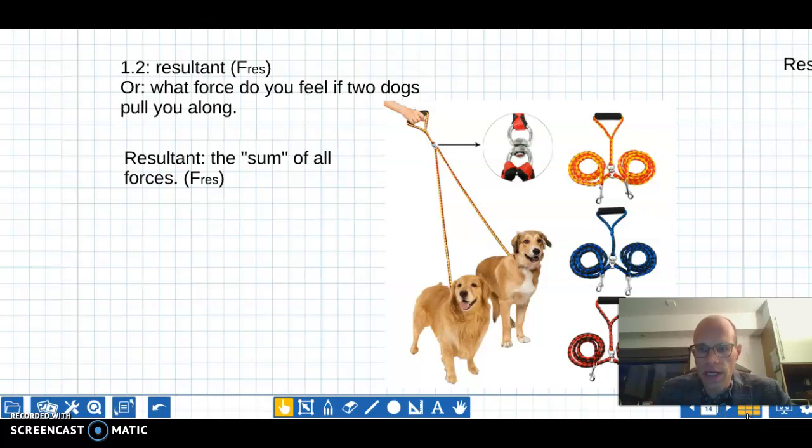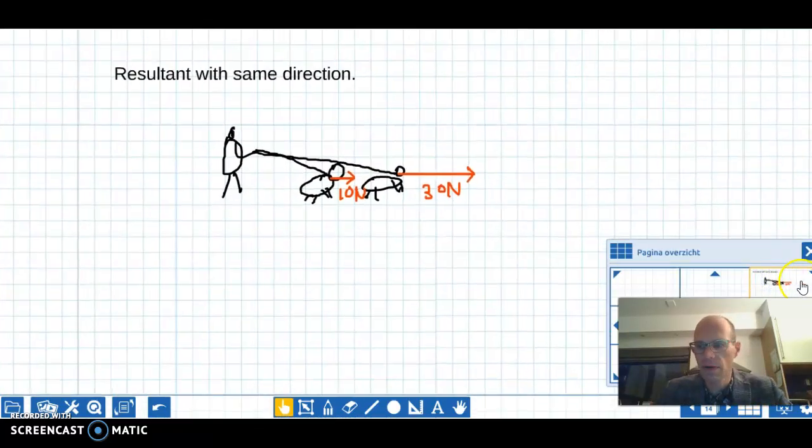Resultant. Okay, and that's always for two forces. What is the total effect of both forces? Well, there are three situations I want to discuss. First of all, if they go in the same direction. Second, if they are in opposite directions. And thirdly, if it's any other way. First, if they're in the same direction.